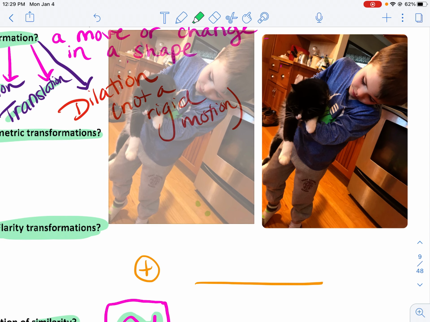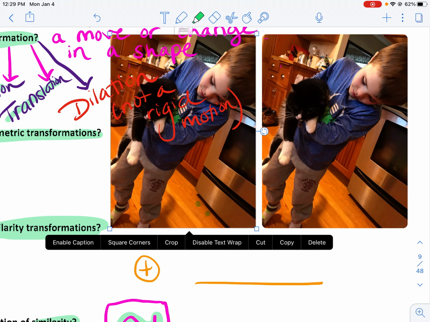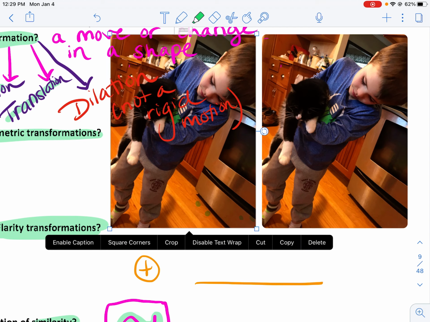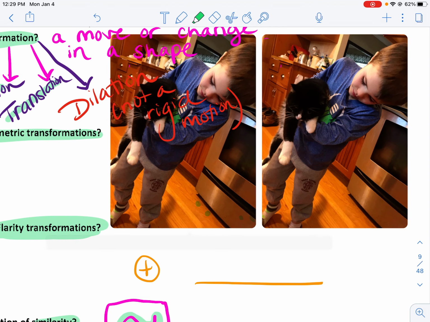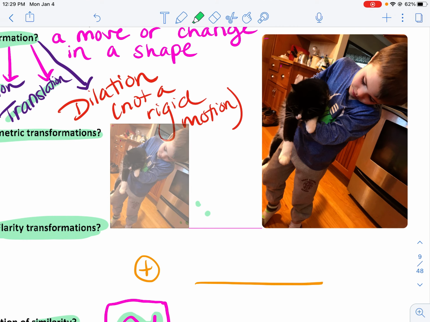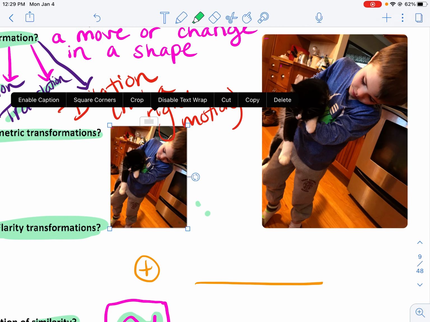Does everyone see that? Now, what if I take this picture and I want to make a wallet-sized picture? I'm going to cut it in half. Okay, so I'm going to take Charlie and Alvin, and I'm going to make them half as big.